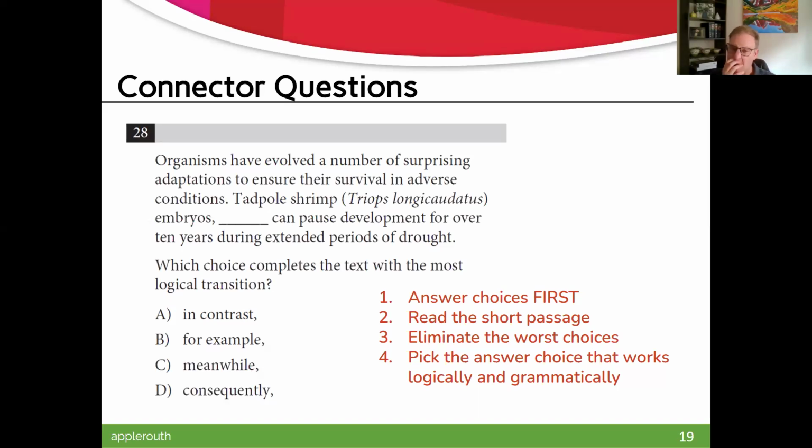This one is talking about adaptations to ensure survival, and then it gives an example of tadpole shrimp who do that. So this would be B. There's no contrast, so it can't be A or C. And these questions, again, they come up a lot, and students tend to do well. I would say you just got to be careful if there's like 3 or 4 of them, there's going to be one of those 3 or 4 that's intentionally tricky.